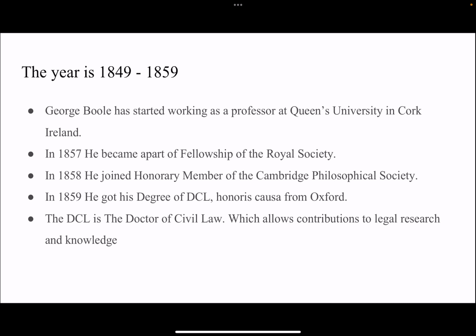Now from 1849 to 1859, George Boole worked as a professor at Queen's University in Cork, Ireland, where he lived the whole time. In 1857, he became part of the Fellowship of the Royal Society. In 1858, he became an honorary member of the Cambridge Philosophical Society. In 1859, he got his degree of DCL, honoris causa, from Oxford. The DCL is the Doctor of Civil Law, which allows contribution to legal research and knowledge. And without that, his research for the Boolean algebraic system would probably not be well known.